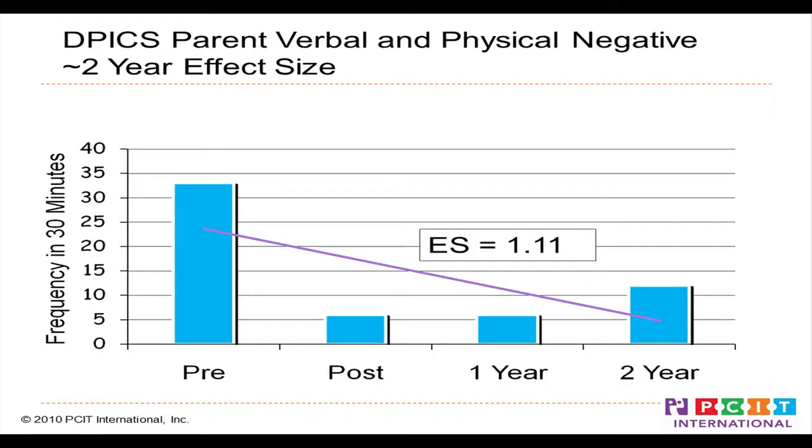And here for negative, that means a verbal negative, so something sarcastic or critical, or a physical negative, like the child grabs a toy from the parent and the parent grabs back. And so it's a harsh interaction. You see that significant decrease and that huge effect size that Dan was talking about earlier.